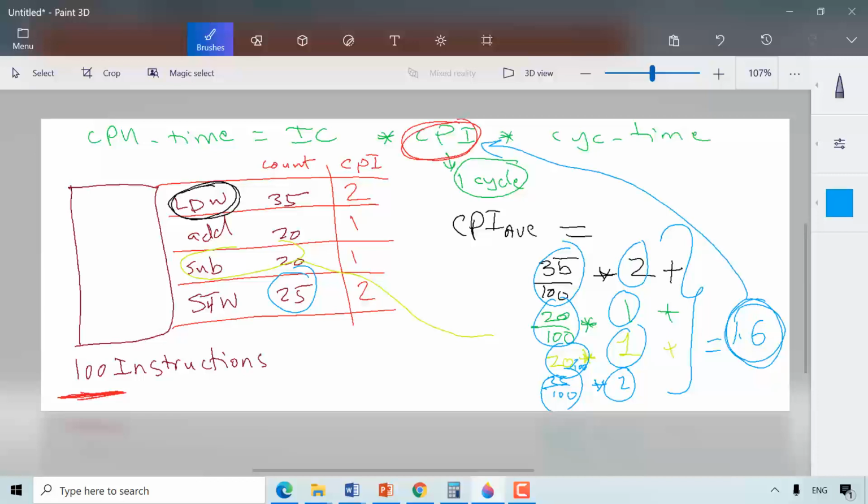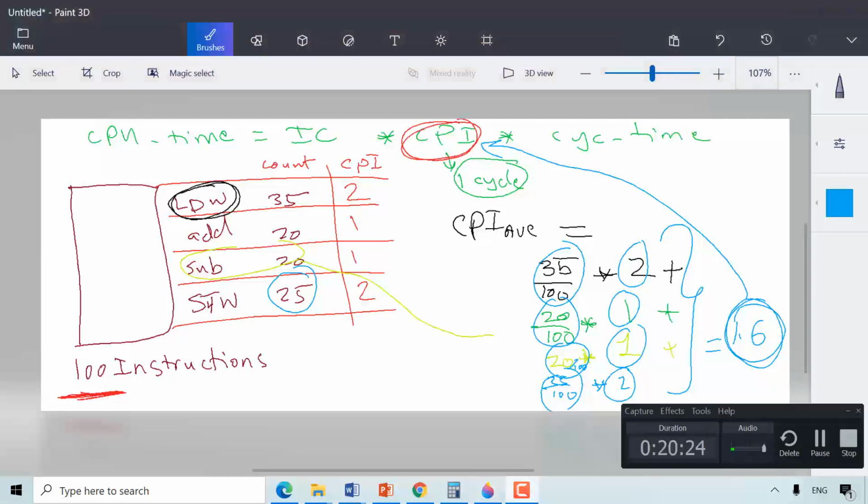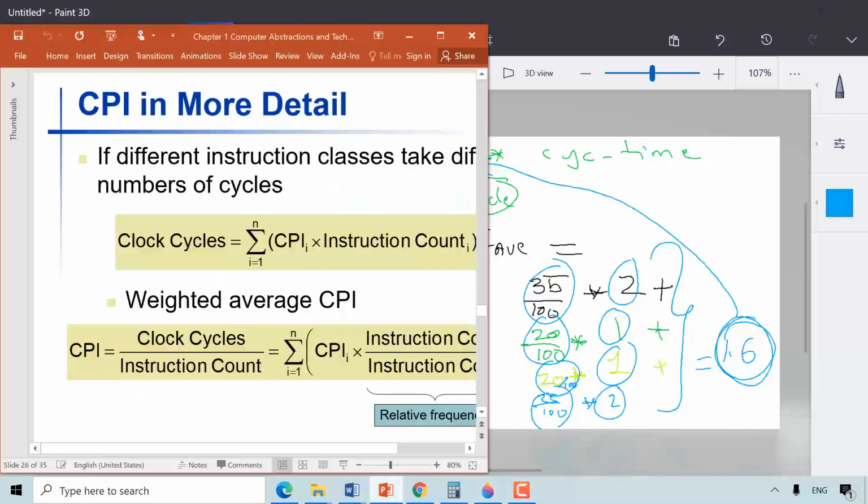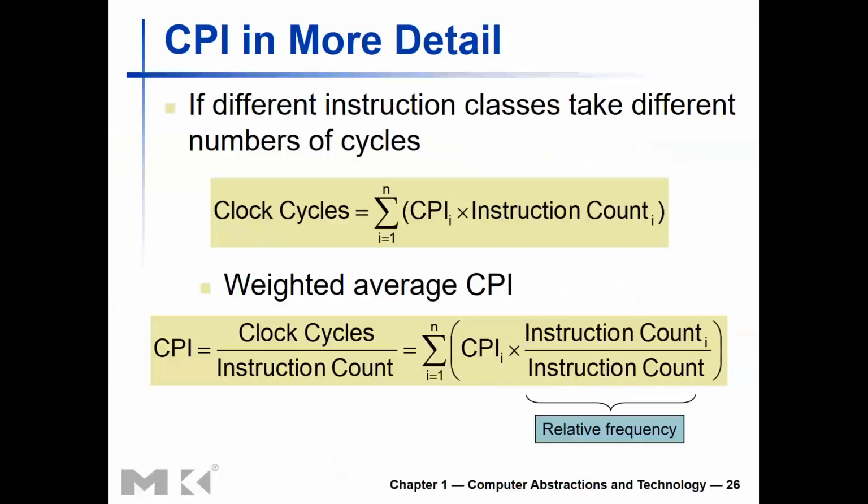So let's go back to the textbook and continue our example. Let's go back to the slides and continue where we left off.